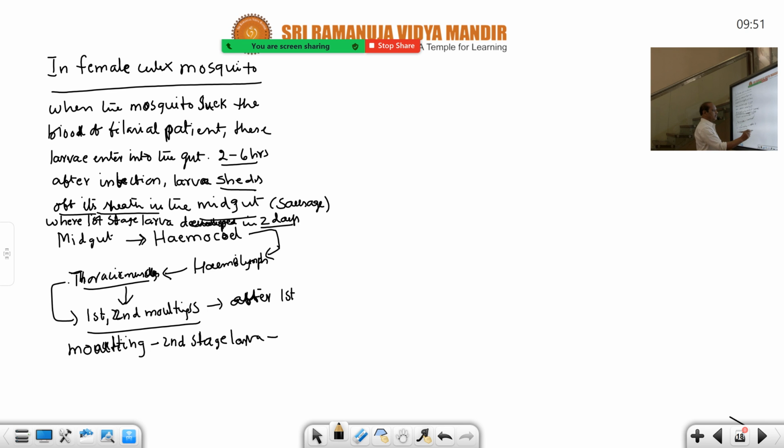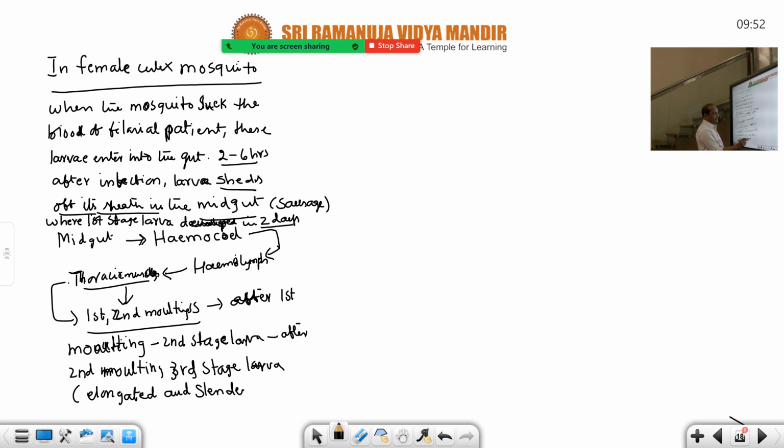And then after the second molting, the third stage larva is developed. After the second molting, third stage larva. This is the infective stage of the filarial worm to man. At this stage, if the mosquito bites and sucks the blood of a healthy human, they enter into the human blood. Third stage larva is, in the bracket I write down, elongated slender form. When the elongation occurs, automatically it becomes slender. So the elongated slender form is the infective stage of the filarial worm to man.